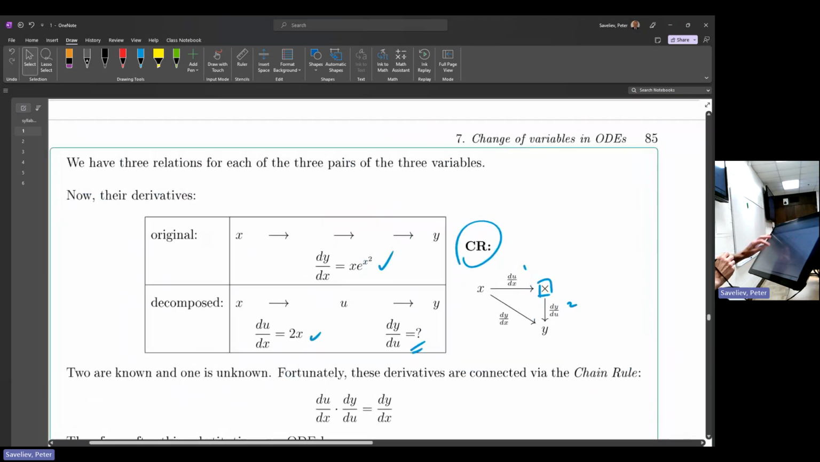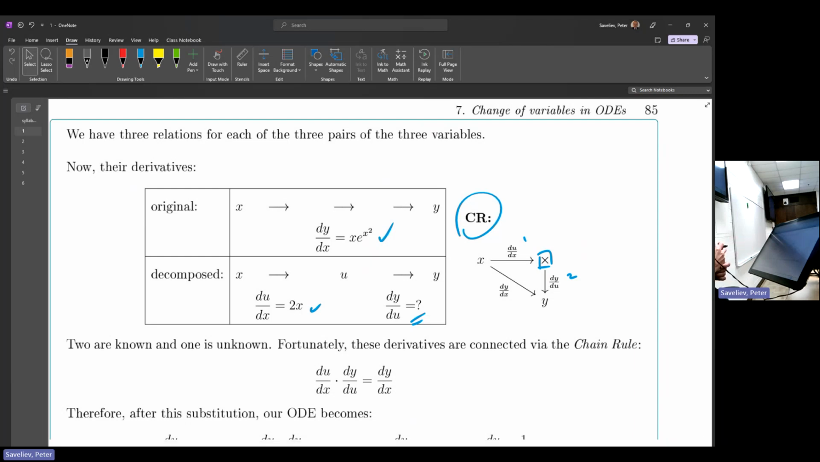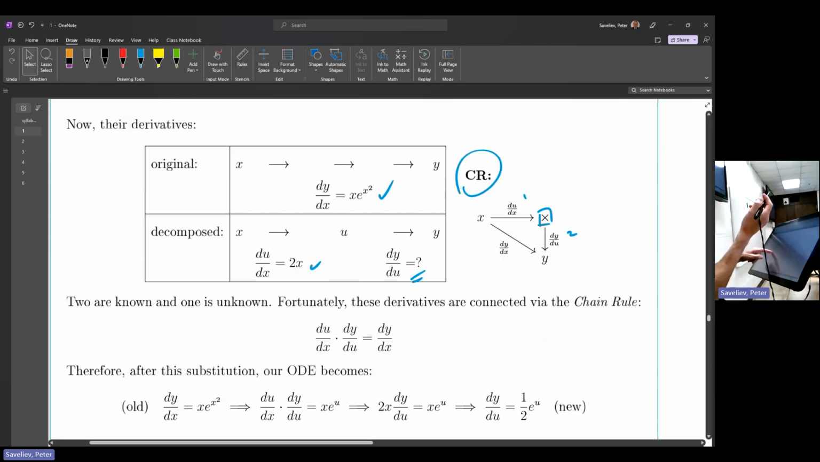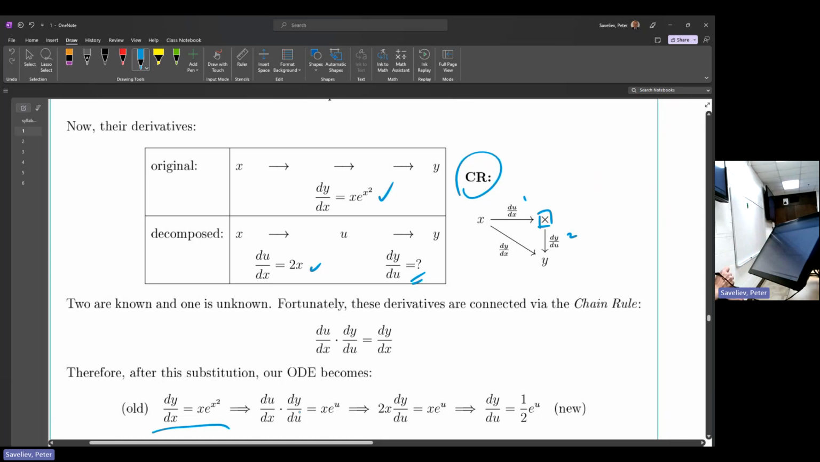So the chain rule right here: du/dx times dy/du is equal to dy/dx. You can see the cancellation. So that's the relation between what we have and what we want. And once again, we have something that is still unknown, but we're not looking for it. We just want to translate our differential equation to the new language. So that's the old differential equation, dy/dx is this.